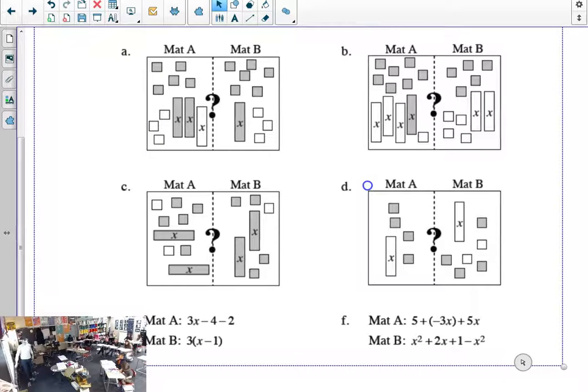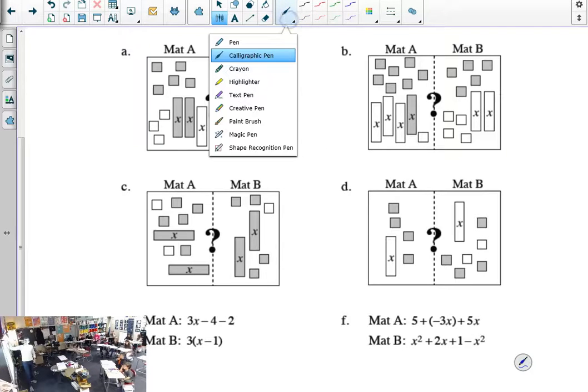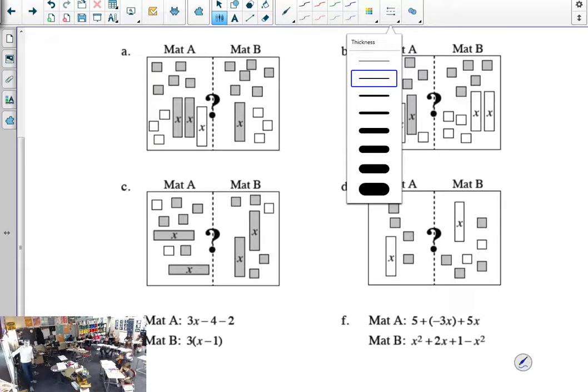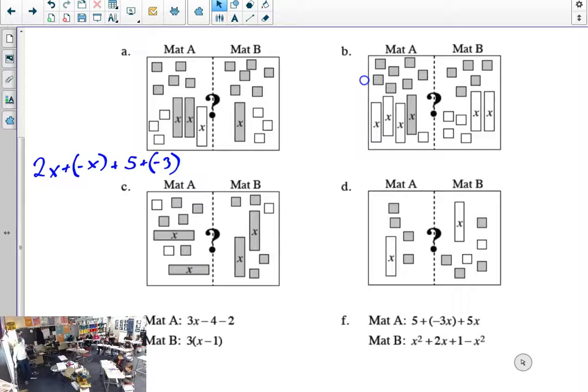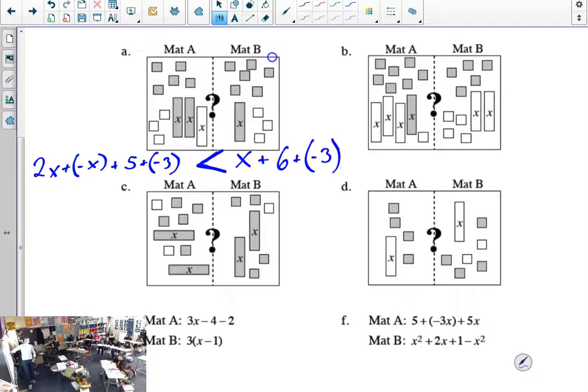So below this, please, our left side had to start. So now with me writing, please. We had 2 x's that were positive and 1 x that was negative. We had 5 tiles that were positive and 3 tiles that were negative. We found out the right side was bigger, and the right side initially had started with x plus 6 plus a negative 3.